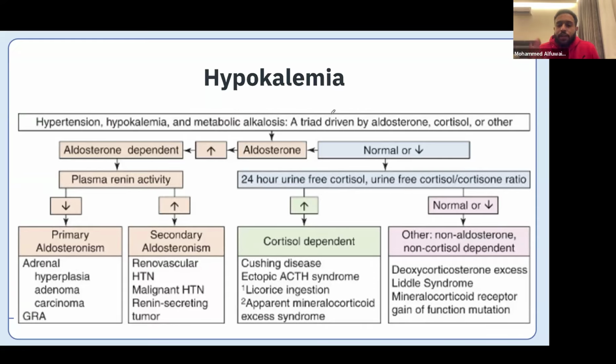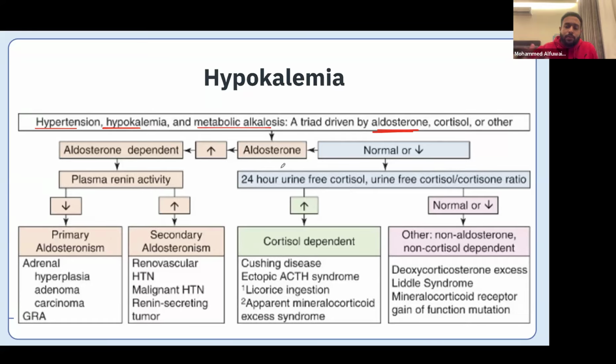Another thing is high aldosterone. High aldosterone will cause more potassium secretion to occur. Now, what will this cause? A triad: hypertension, hypokalemia, and metabolic alkalosis. This is a triad driven by aldosterone. The rest of this you don't need to remember, but it's just for you to remember.